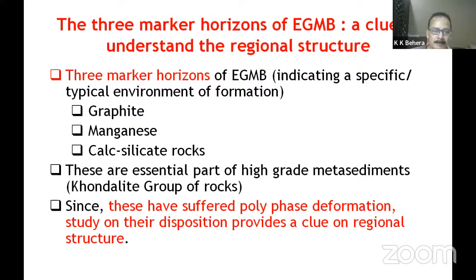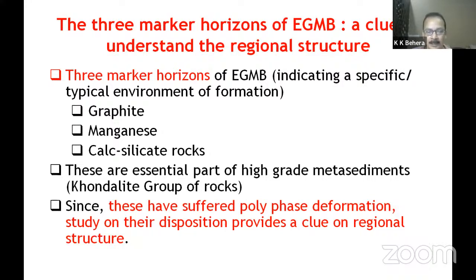These three marker horizons are an essential part of the high-grade metasediments, the khondalite group of rocks, and the idea is that these metasedimentary rocks have suffered polyphase deformation. So if we trace the continuity of graphite and manganese, since these are marker horizons, as well as calc-silicate rocks, we will be able to understand the regional structure.